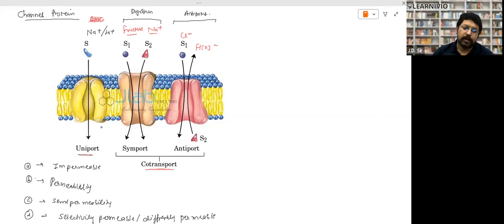Then there is symport or co-transport. Sorry, co-transport. In co-transport, two ions are transported simultaneously, either in the same direction or in the opposite direction, right? But co-transport can be of two types: symport or antiport. In symport, both substances are transported in the same direction, but in antiport, both substances are transported in opposite directions, right? So please note it down.